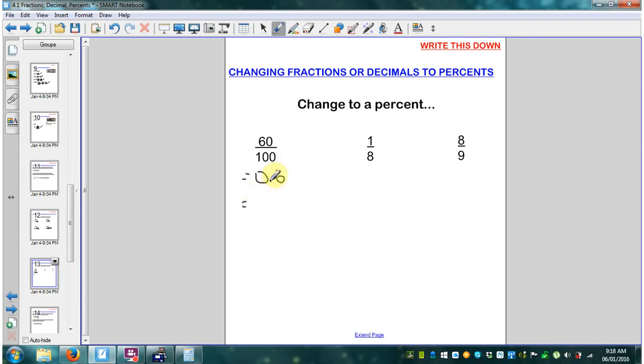My next step is to move my decimal 1, 2 places to the right. We could put a 0 here. It's not going to change the value. It's going to be written in a slightly different way. So 1, 2, that's going to become 60%.